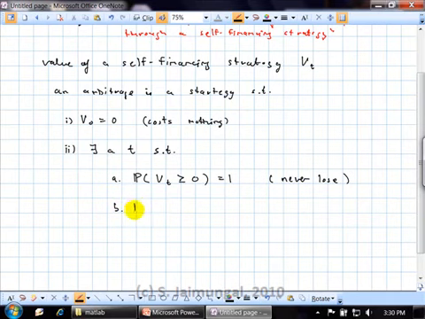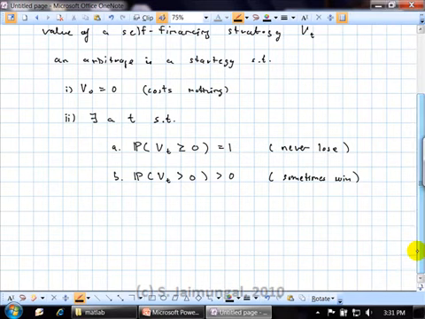B, the probability that you end up with a strictly positive value is also positive. It's not 1, but it's positive. So this means, if you think about it intuitively, there are some states of the world, some outcomes in which you actually do gain a profit. Okay, so you sometimes win here. So these are the 3 conditions that you need.